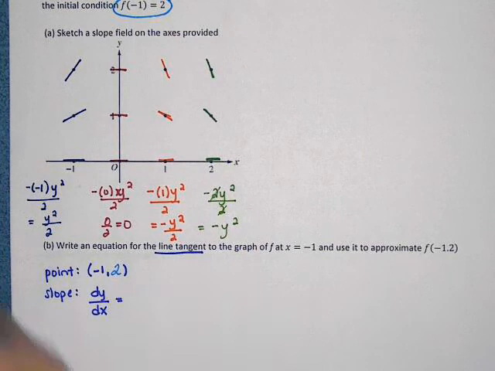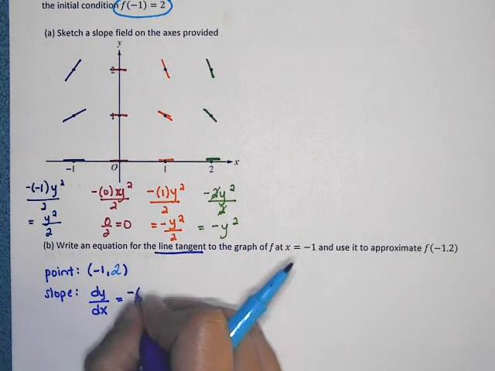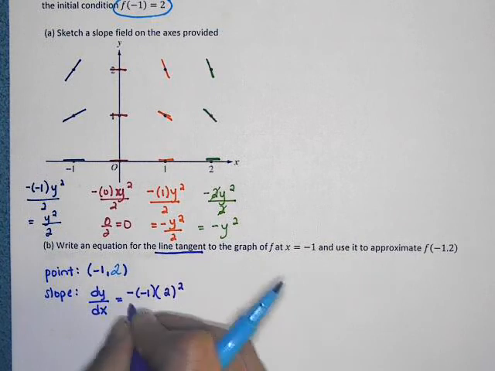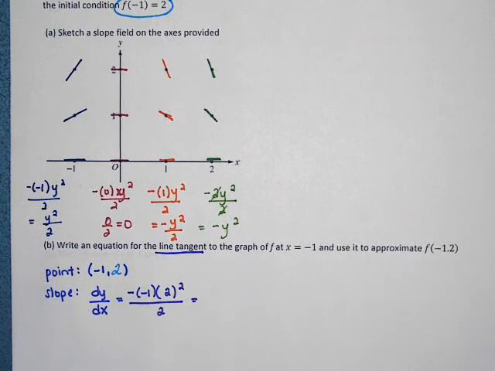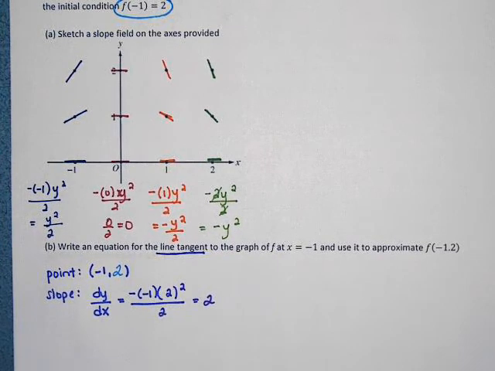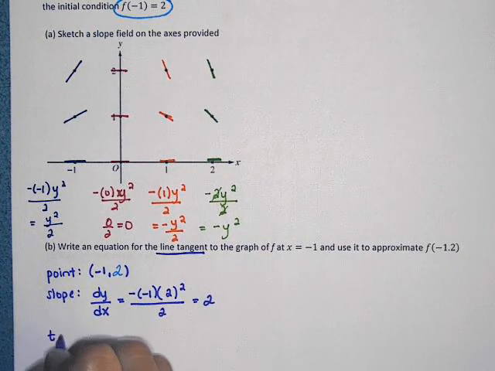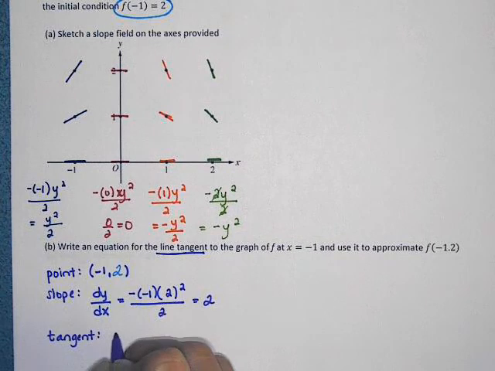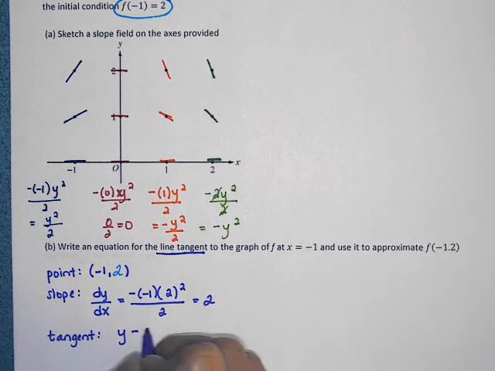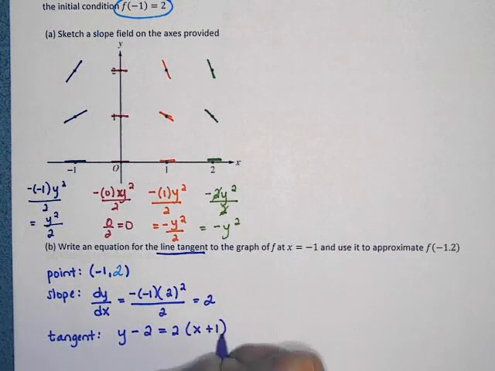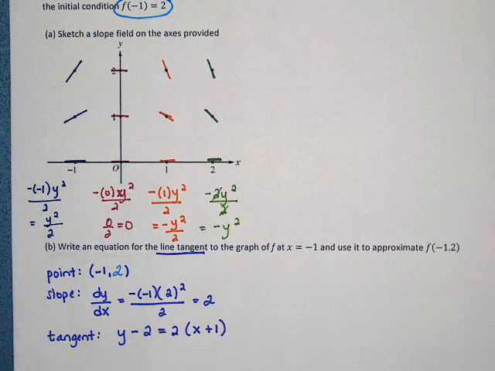So I would have -1 times the y, which is 2 squared, divided by 2. Two negatives make a positive. 2 squared is 4, over 2 is 2. So now I've got a point and a slope. My third step when I want the equation of a tangent line is to write the actual equation. So I would have y minus 2 equals 2 times (x plus 1) in point slope form.